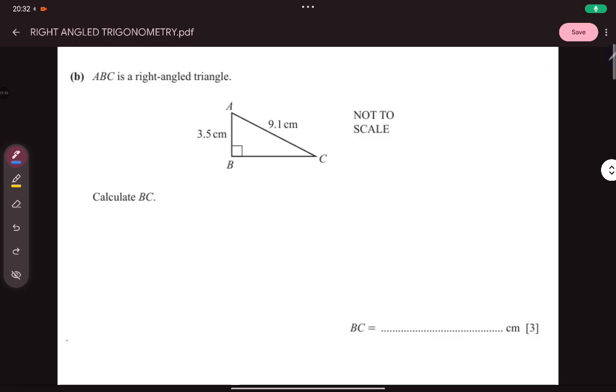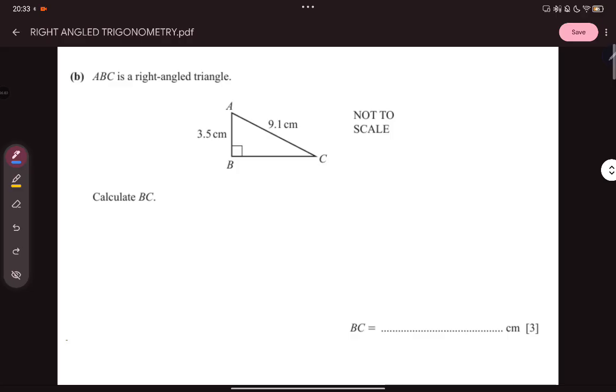Here's part of another question. ABC is a right angle triangle. Calculate BC. So ABC, if it's a single letter, then that means it's one of the corners. So A is one of the corners, the vertices, the vertex. B and C are the other two corners. And there's the triangle in the picture. Calculate BC. If they write two letters together, that means the length of the side from B to C.